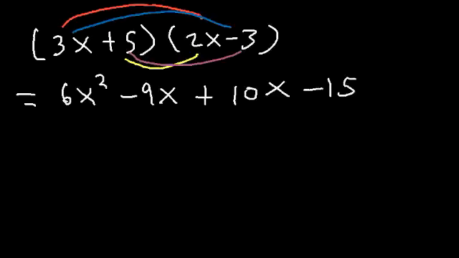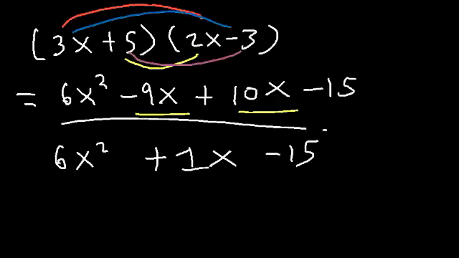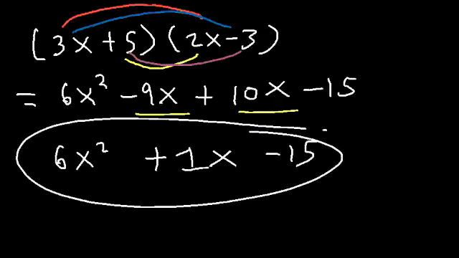So now at this point, we can combine like terms. Negative 9 plus 10 is positive 1. The other two terms, we can bring it down. So it's going to be 6x squared plus 1x minus 15. So that's what you can do in order to multiply two binomials together.